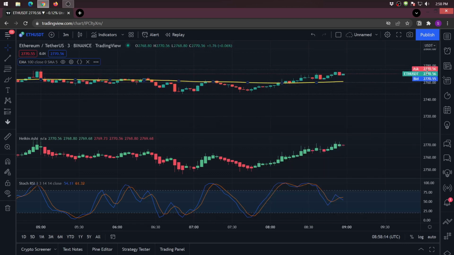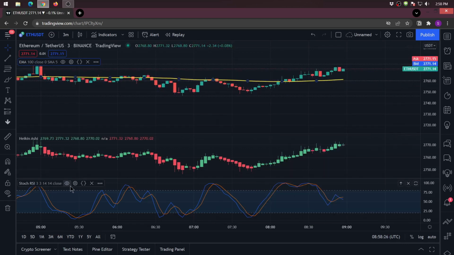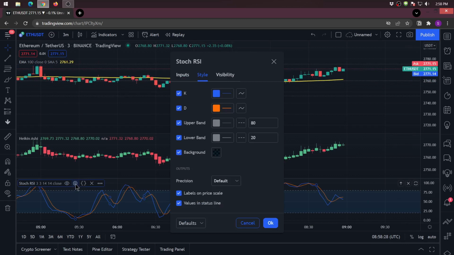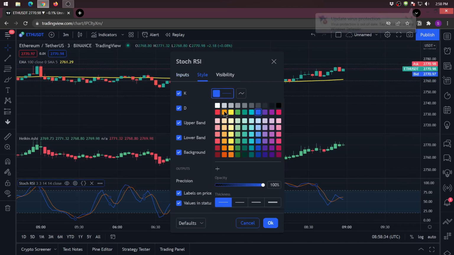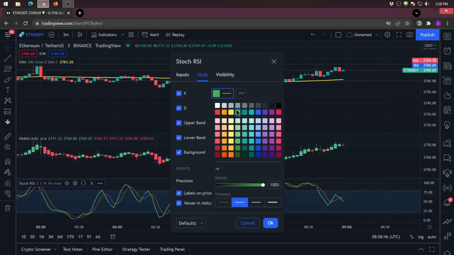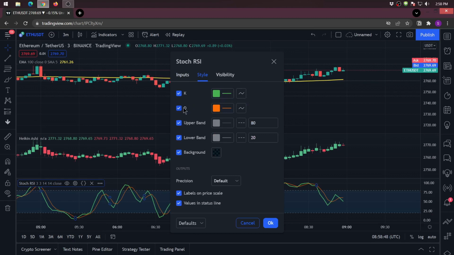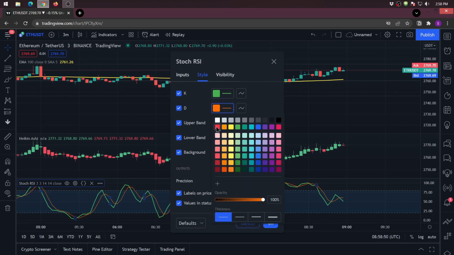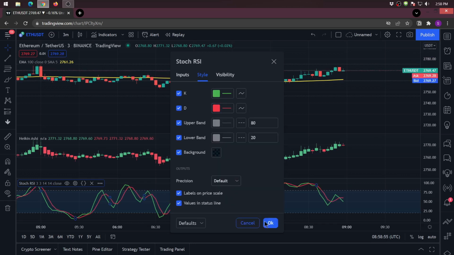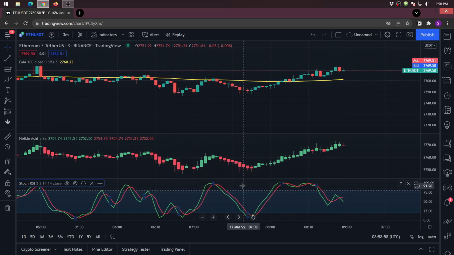Now I have to set up the stochastic. I go to the stochastic settings, and for the K line I change the color to green and make the thickness bolder. I also change the D line color to red and make it bolder, and simply save. The third indicator is Heikin Ashi, and I don't need to do anything for the Heikin Ashi candles. The default setting is perfect for trading.